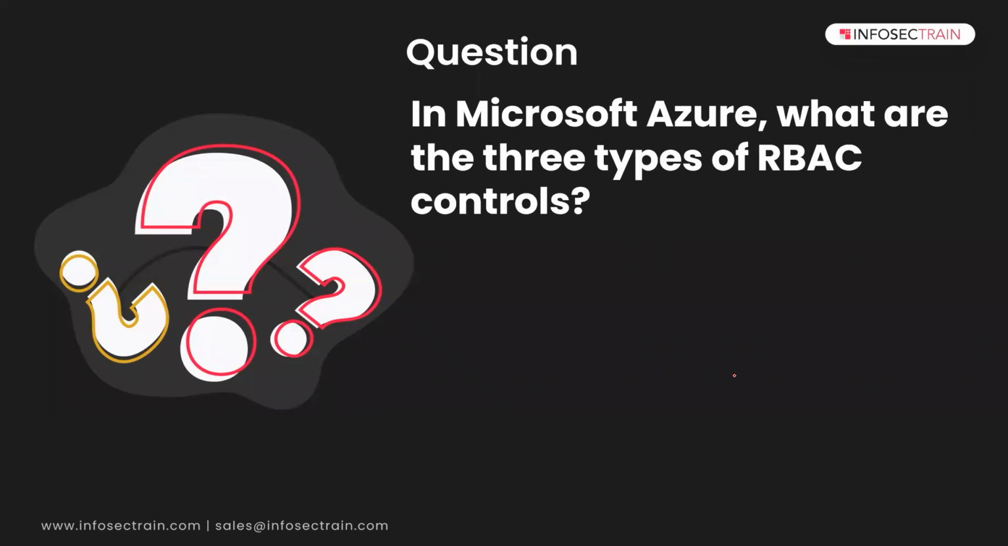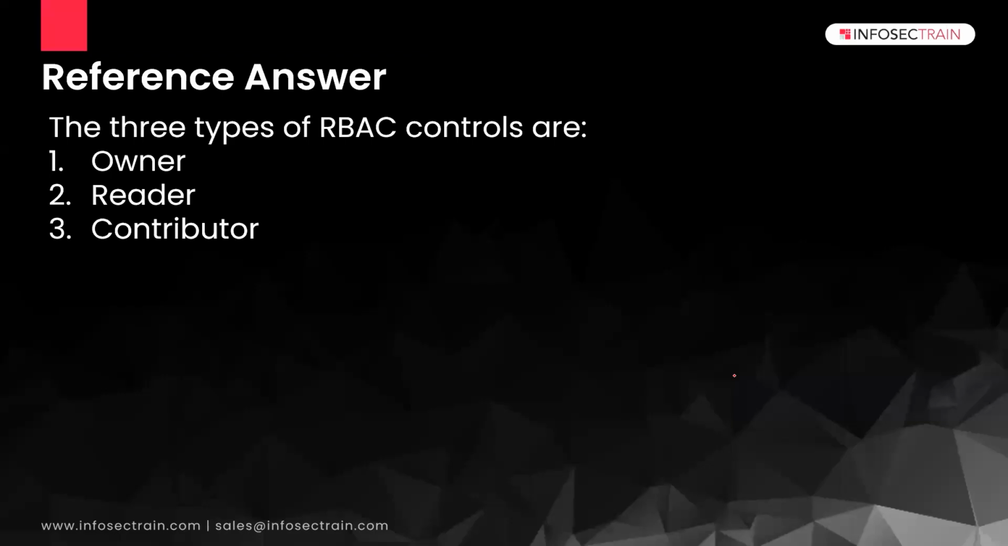Now let's see what those three basic roles are. There are three types of RBAC control: owner, reader, and contributor. These are the very basic ones, and based on these there are going to be many different kinds of RBAC controls as well.